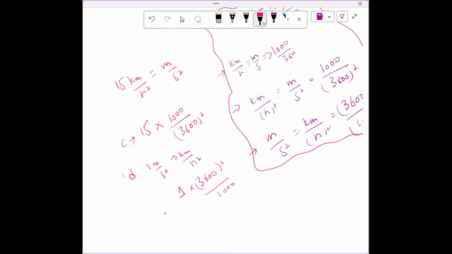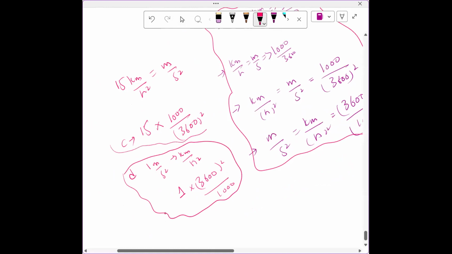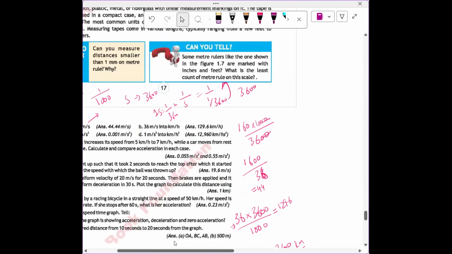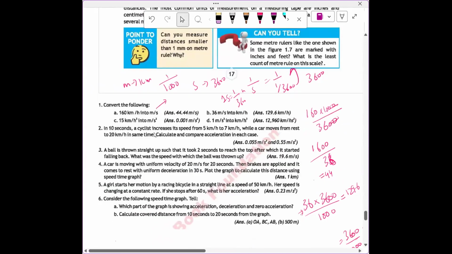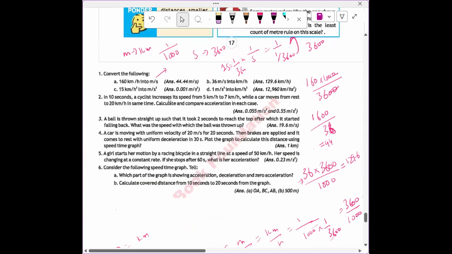Did you understand a little? Yes. We have only a few minutes left of the class now. Let's do the next question. In 10 seconds, a cyclist increases speed from 5 kilometers per hour to 7 kilometers per hour, while a car moves from rest to 20 kilometers per hour in the same time. Calculate and compare the acceleration in each case.